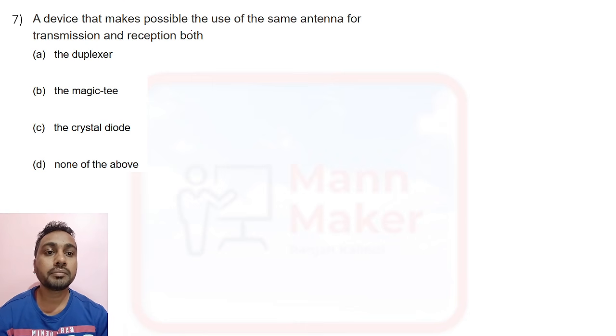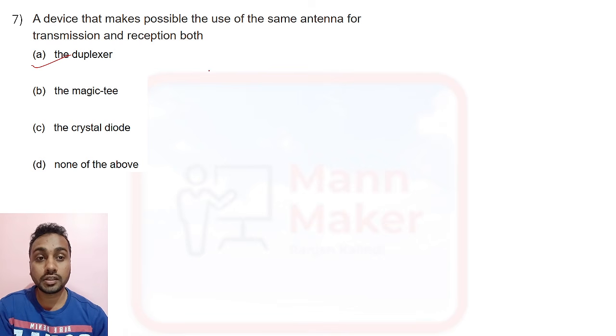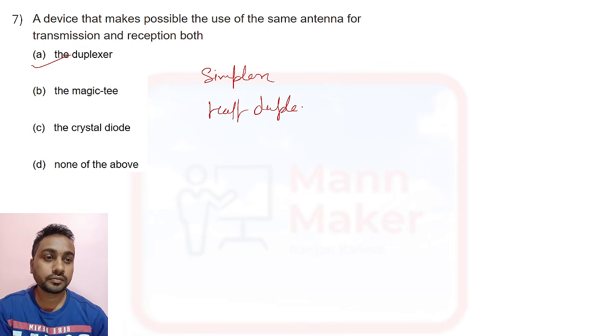Now, a device that makes it possible to use the same antenna for both transmission and reception is called a duplexer. We have three types of communication channel: simplex, half duplex, and duplex.